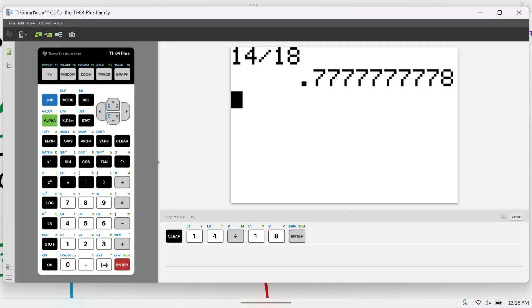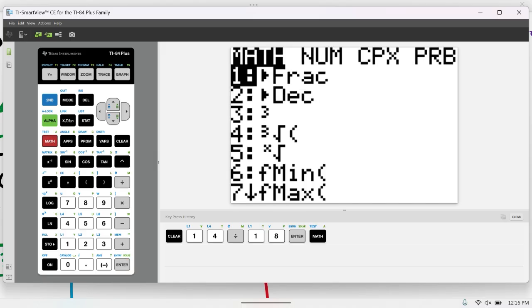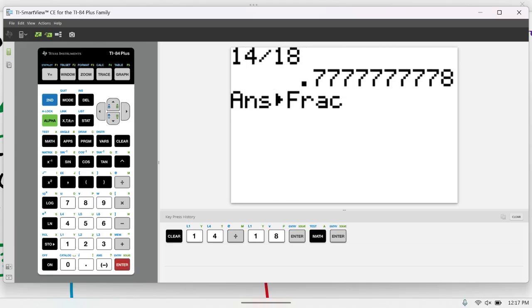Then you will hit the math key, which is the key directly below that green alpha key. When you do that, the screen will pop up. You guys see how it says fraction right here? Or frac or whatever? You're going to hit enter. So you hit enter, and this will come up. And then you hit enter one more time. Your calculator will automatically simplify the fraction. So 7/9 would be your final answer.